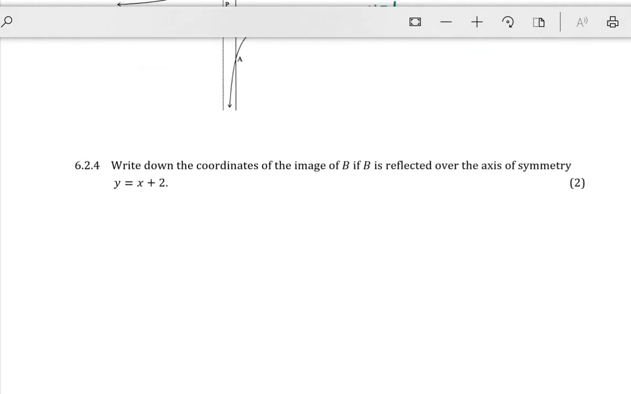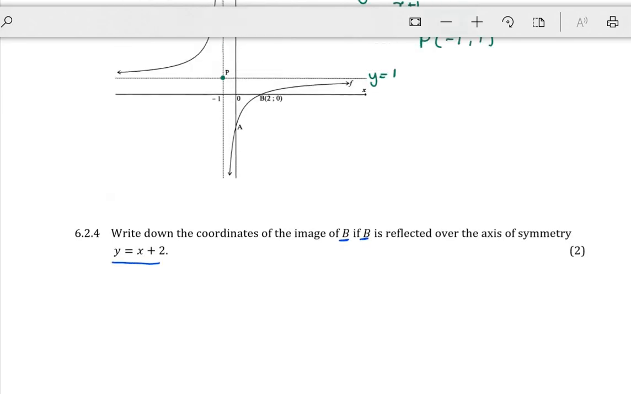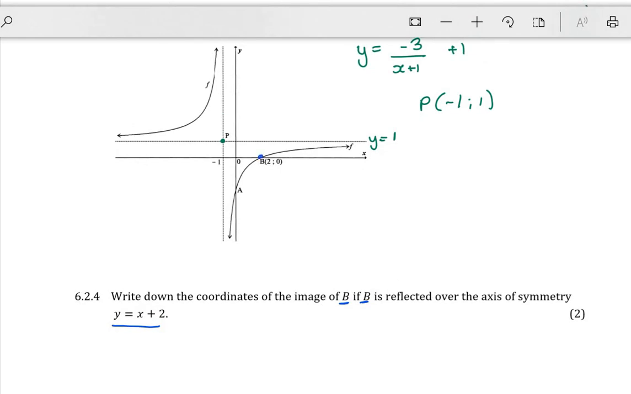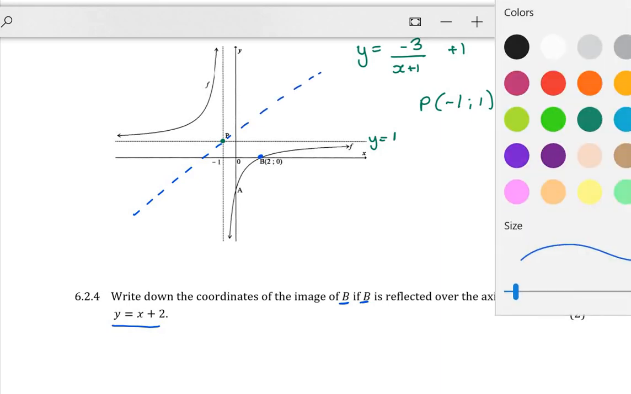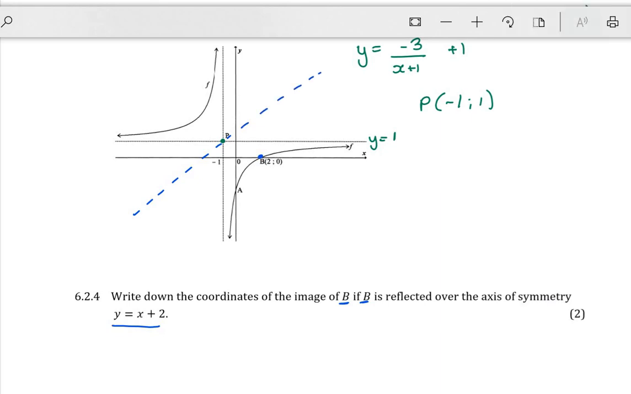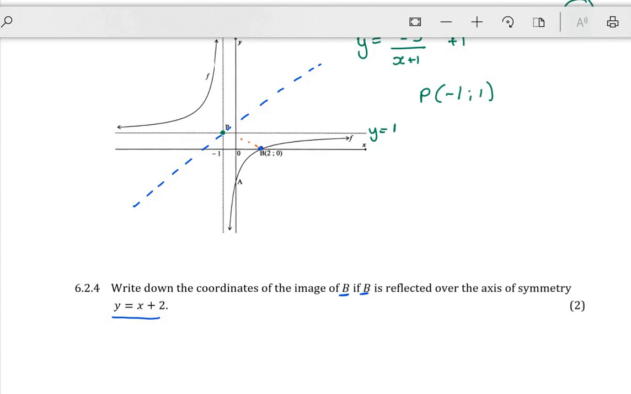Write down the coordinates of the image of B if B is reflected over the axis of symmetry, which is y is equal to x plus 2. So where's B? B's there. Now where's this axis of symmetry? My axis of symmetry would be there. Now I think the easiest way to do this is just think to yourself, axis of symmetry means I need to fold this point over that line and land up at another point.